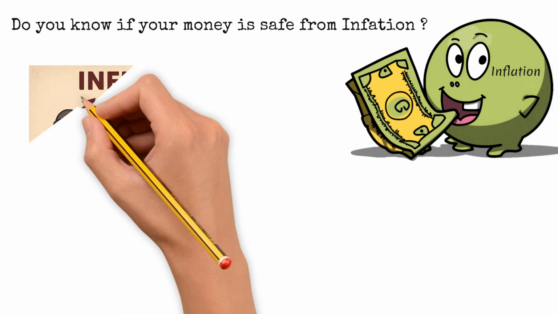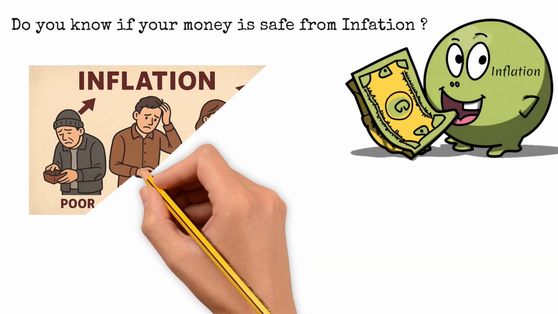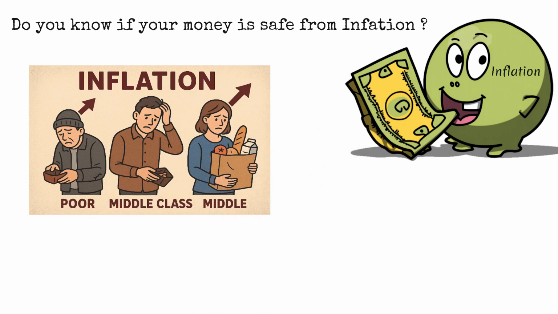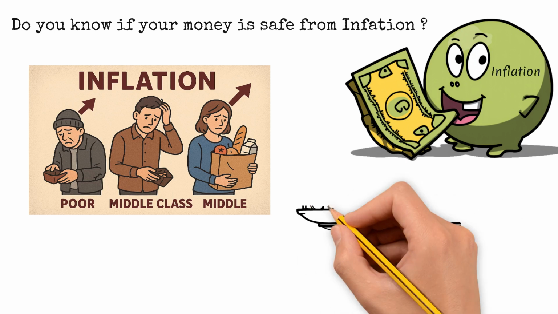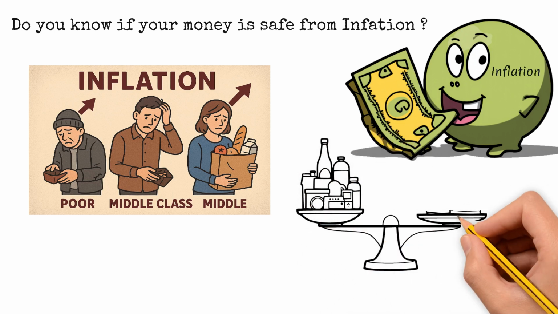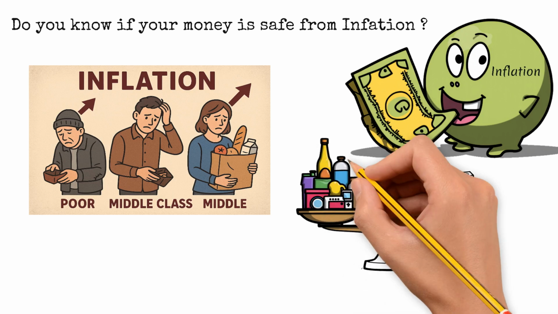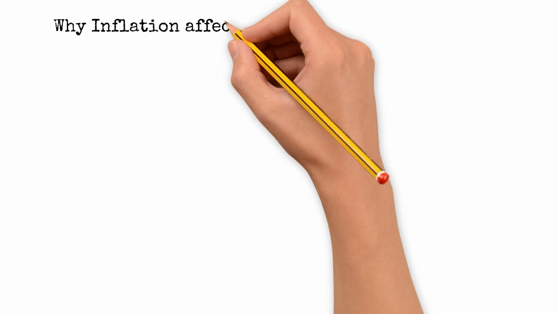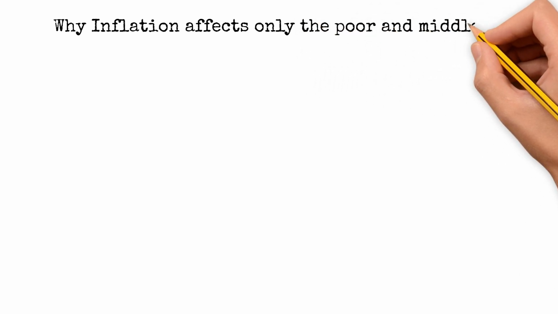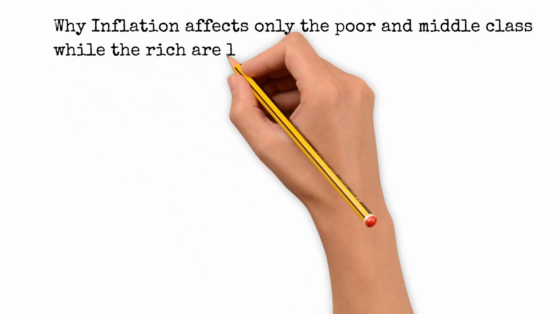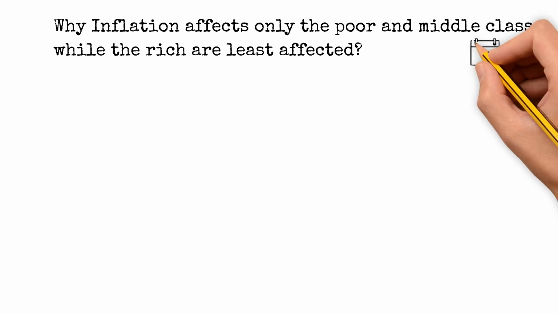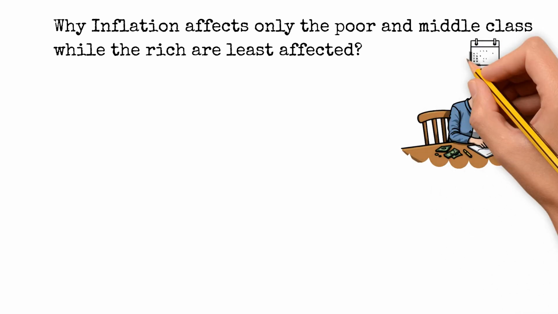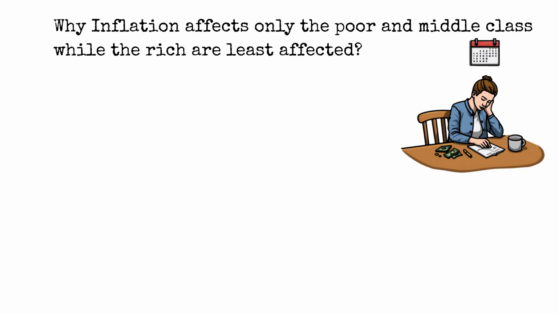The bitter fact is, people who are least aware of inflation, that is poor and middle class, are affected the most by inflation. We know that inflation will keep decreasing the purchasing power of money irrespective of you being rich or poor. Then why is it so that inflation will only affect poor and middle class and the rich are least affected by inflation? It is because most of the money the poor and middle class are having is limited and is required in the near future.